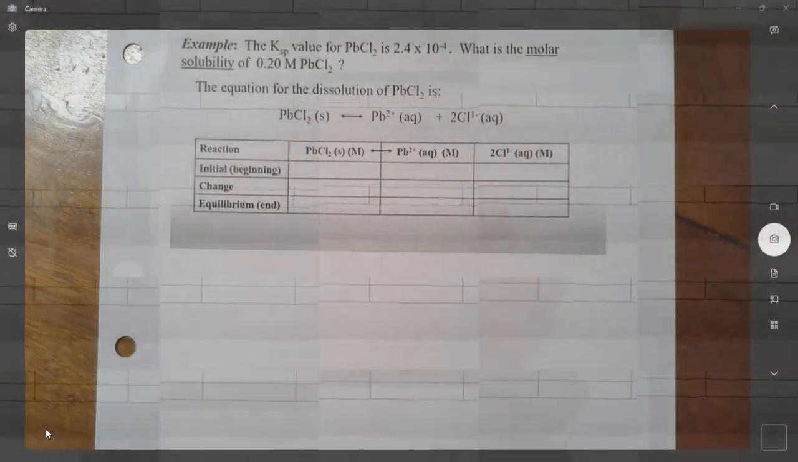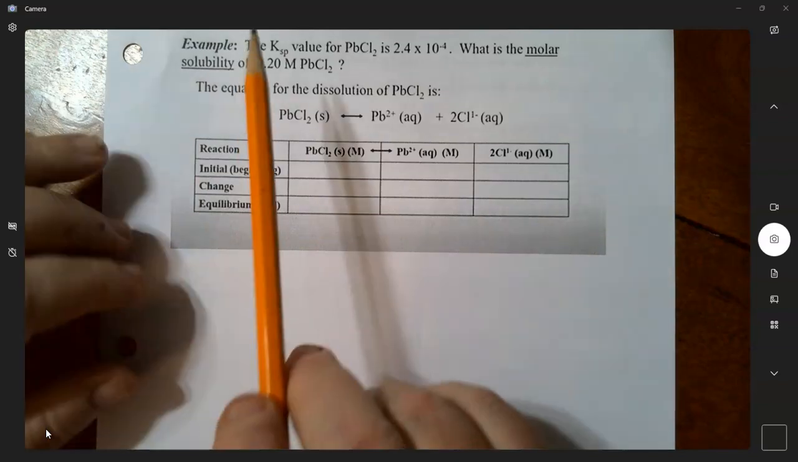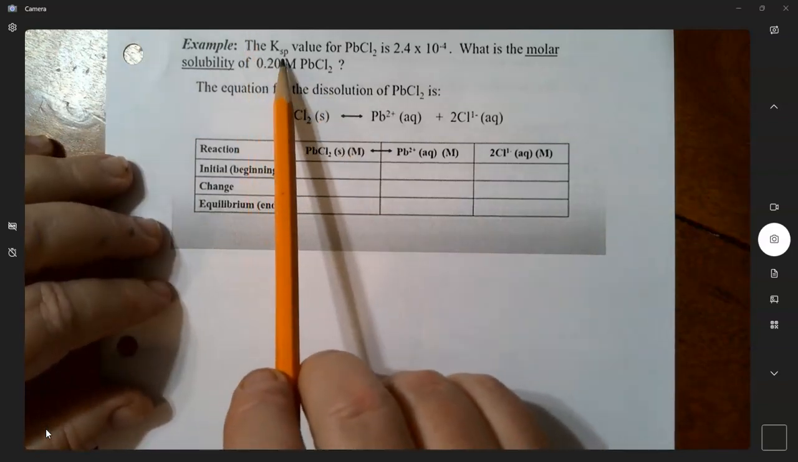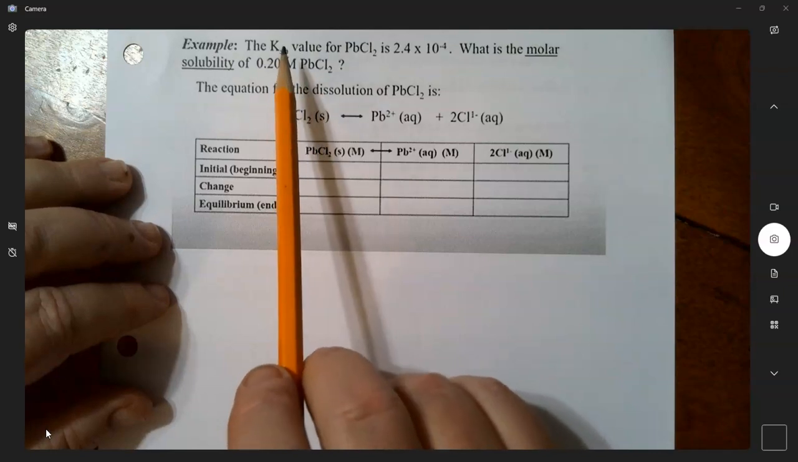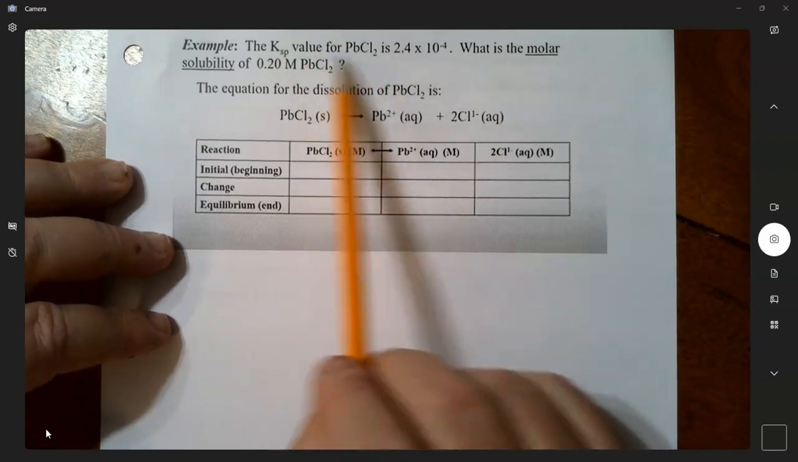Okay, now solubility products. We're going to do 2 of these because they're 2 different things they could ask you, and only 2. There's no other third thing. They're either going to ask you for the KSP and give you the molar solubility, or they're going to give you the molar solubility and ask for the KSP. Okay, so that's what they're doing here.